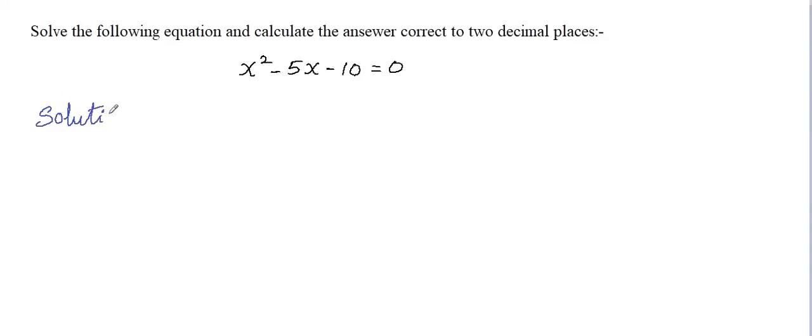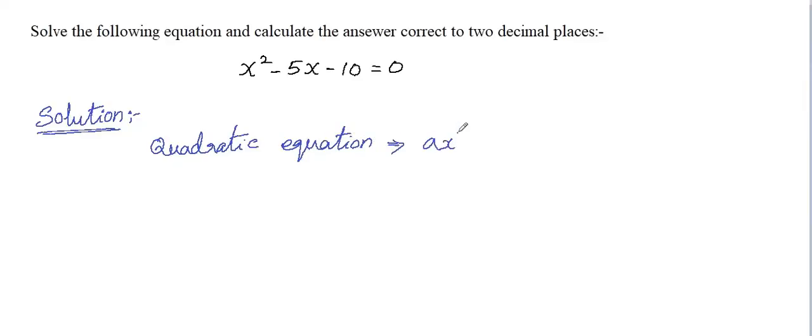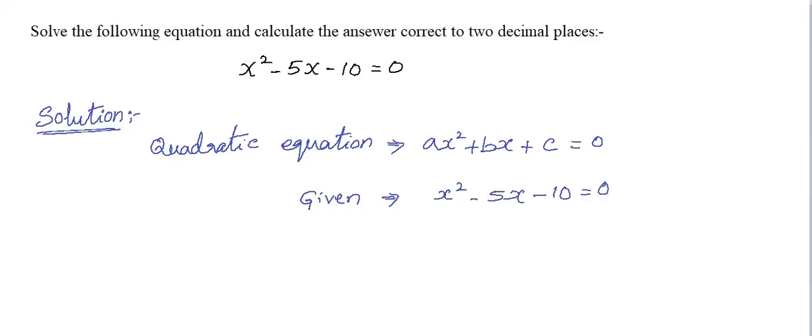Here we need to find the values of x using the quadratic formula. So the given quadratic equation is x square minus 5x minus 10 equals 0. And we know that the general form of a quadratic equation is ax square plus bx plus c equals 0. So compare the given equation with the general form of quadratic equations and find the values of a, b and c. So here a equals 1, b equals minus 5 and c equals minus 10.